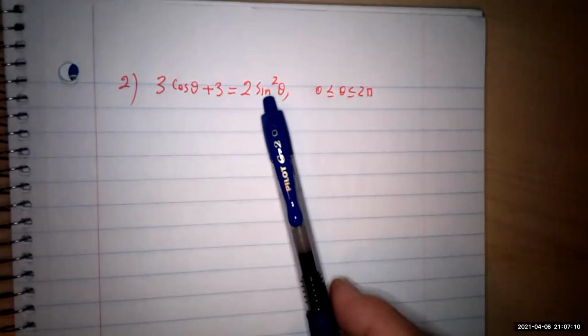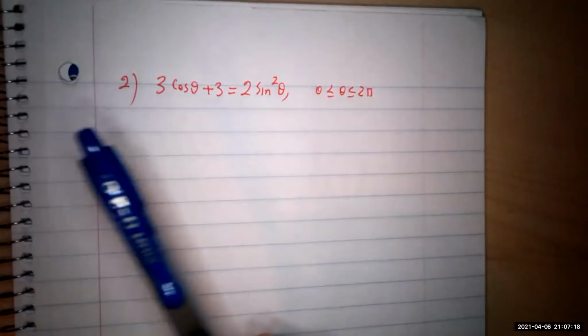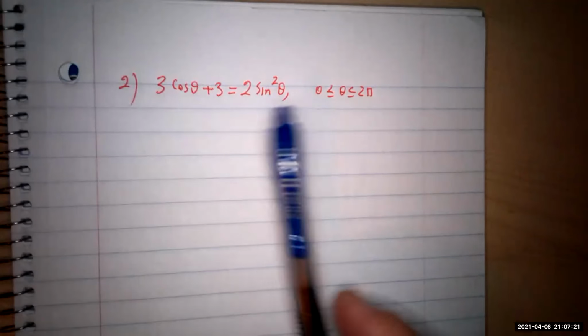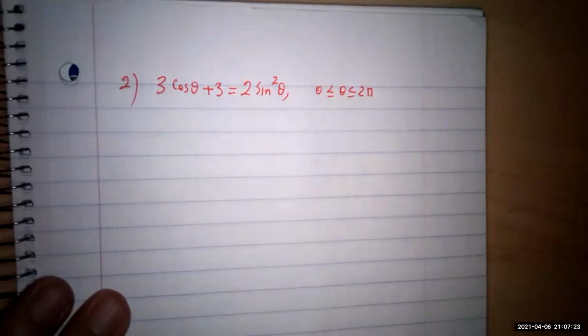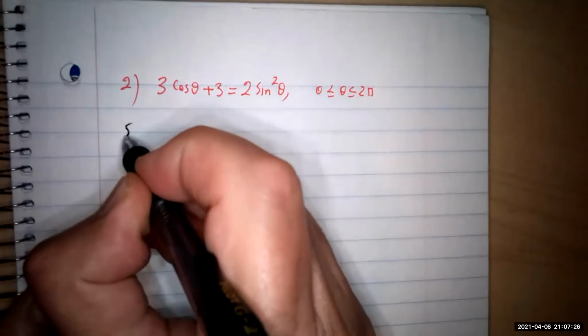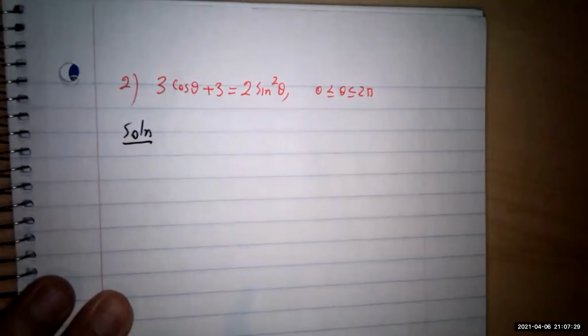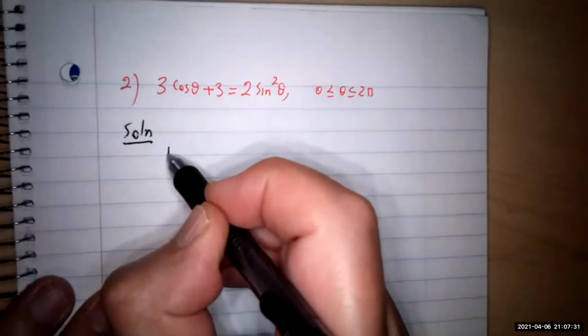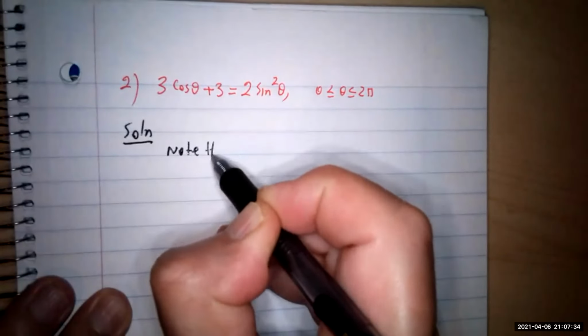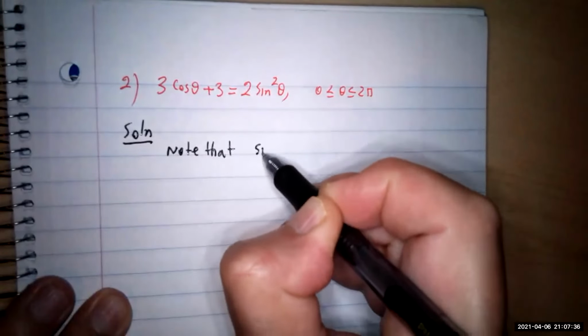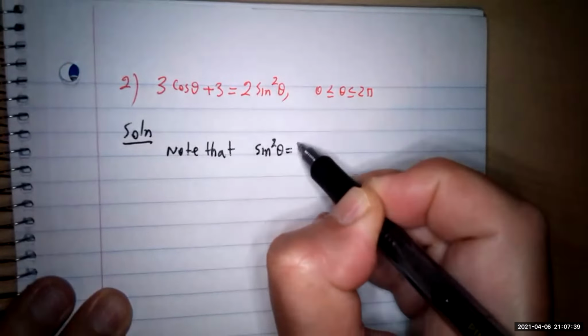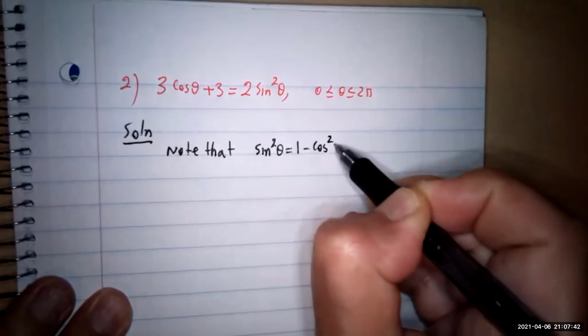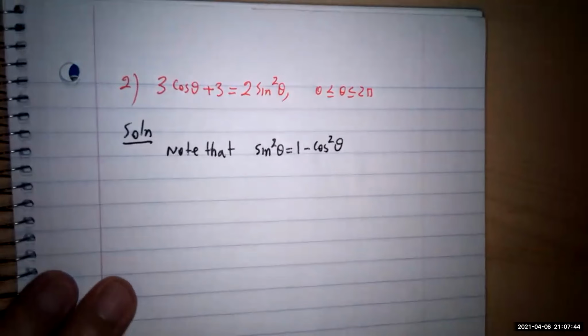So they may give you sine squared or they may give you cosine squared. If it's sine squared, it's 1 minus cosine squared. So it depends on the given one. In this type that we call type 2, you have to change it first. Note that I'm going to change the sine squared of theta into 1 minus cosine squared of theta. Change it carefully.